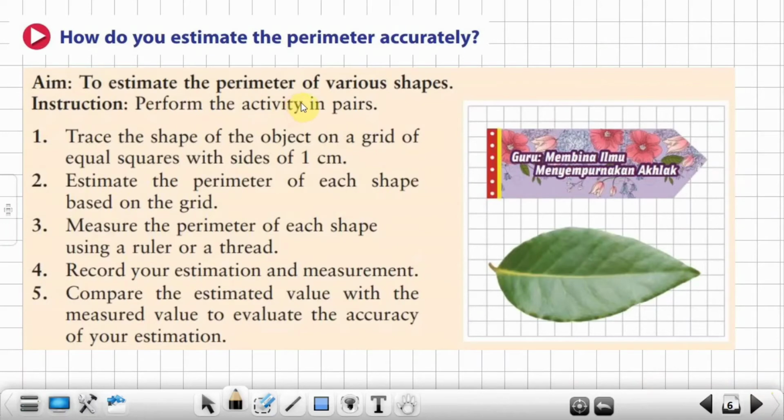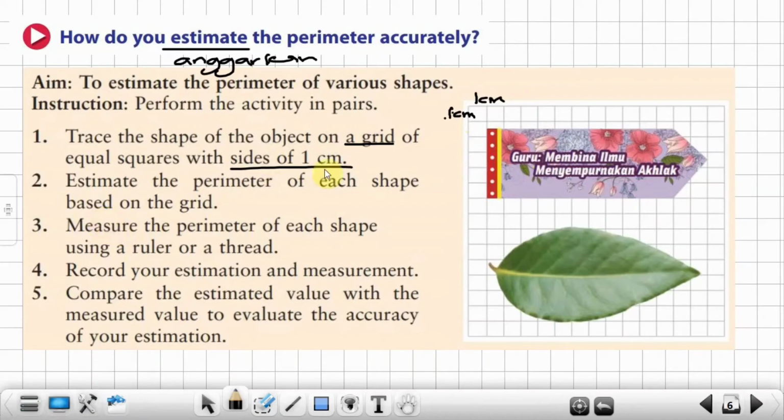Next, how do you estimate the perimeter accurately? The keyword here is estimate, anggarkan. To estimate, we must use a grid paper, kertas yang ada kotak-kotak macam ni lah, with sides of 1 cm. So on this grid paper, we know each side is 1 cm. This is also 1 cm.